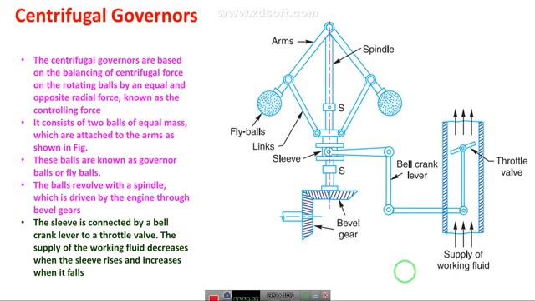Here we have a sleeve attachment. We also have an additional setup, a bevel gear, which gives motion to the sleeve, along with the sleeve that is connected with the bell crank lever. Here we have a supply of working fluid along with the throttle valve. When flow is required, the throttle valve will open and the fluid will flow so that the speed is maintained. When the fluid flow is not required or the load is minimal, the throttle valve will be closed and the fluid flow will be controlled.